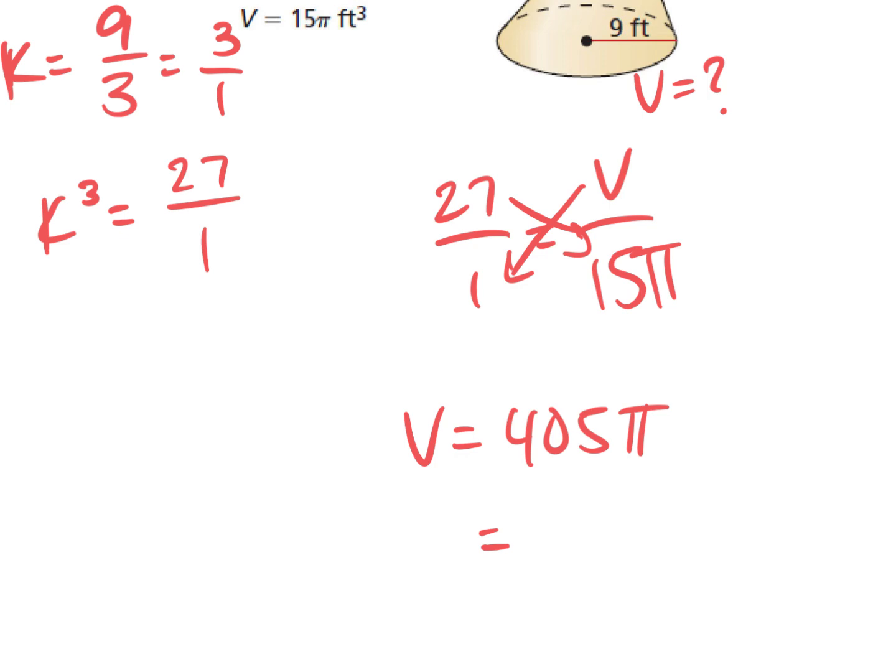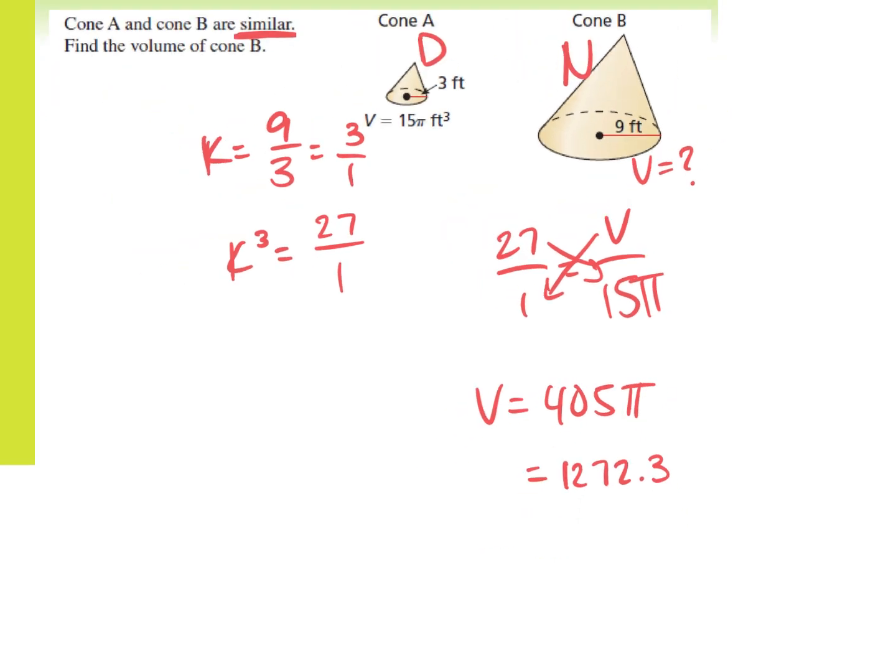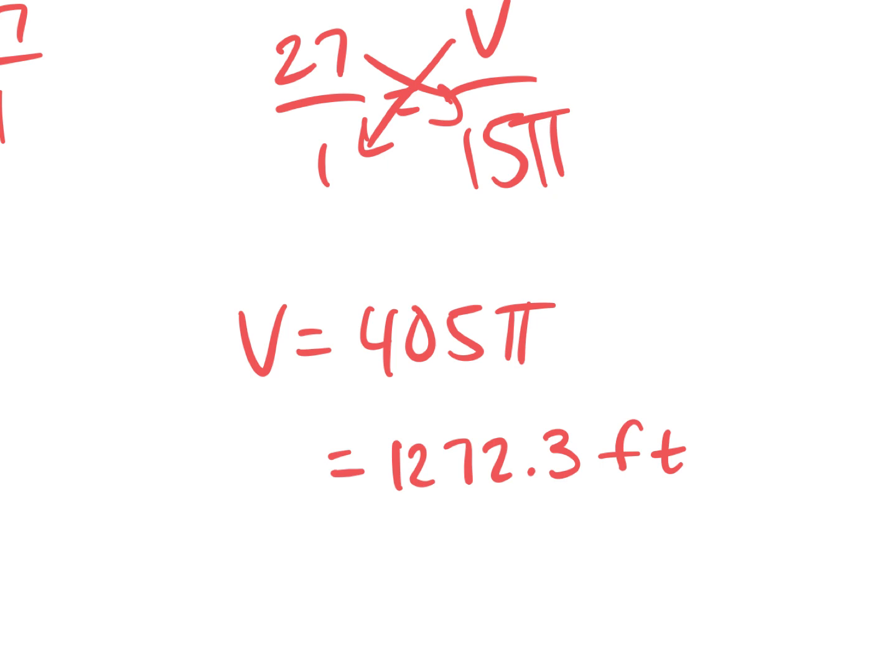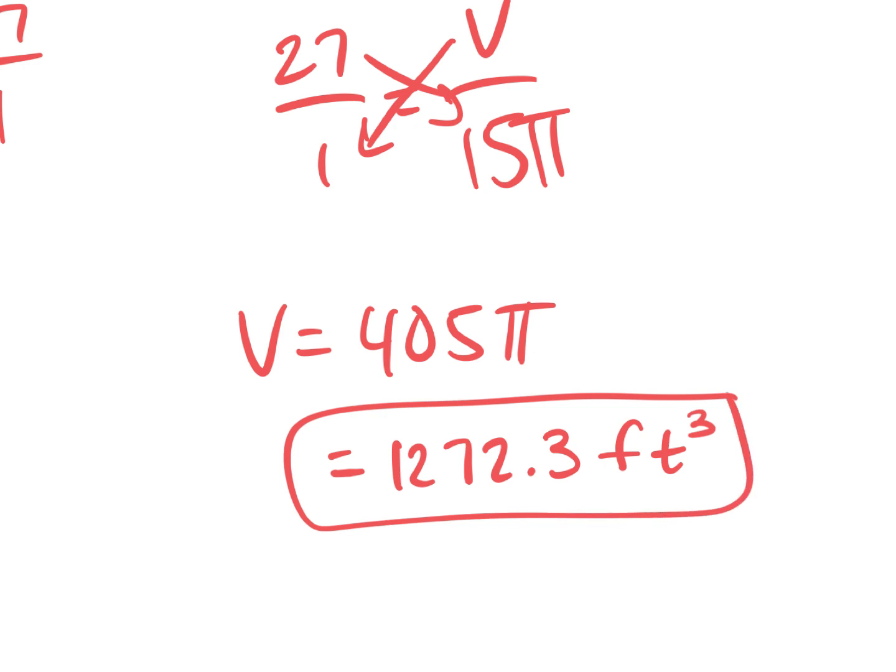But let's say it was a multiple choice and it had some answers that were not in terms of pi. Make sure you can multiply by pi. I got 1272.3. Yeah. What units does it get? Feet to the what power? Feet to what power? 3rd. Why? It's volume.